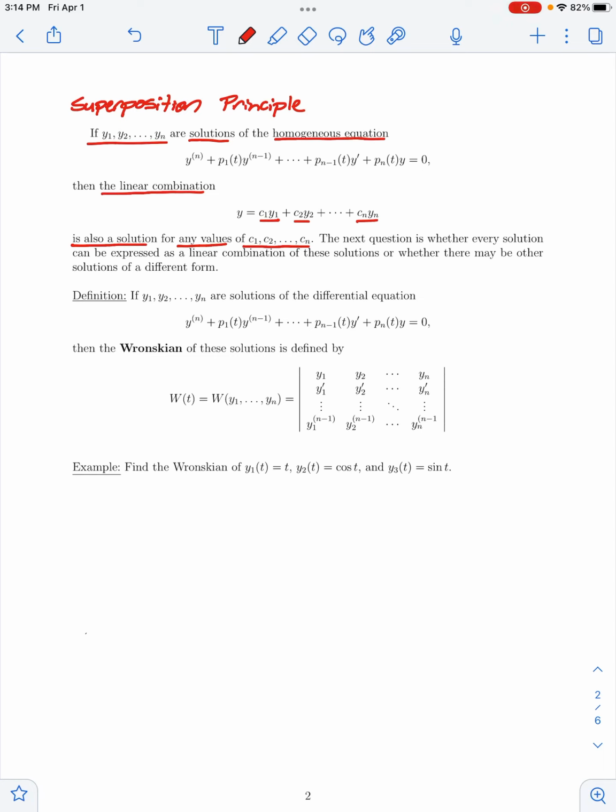So as with chapter 3, the next question becomes whether every solution could be expressed as a linear combination of these n solutions, or whether there may be other solutions of a different form. As with our second order linear equations in chapter 3, the answer to that question can be determined from the Wronskian of our set of solutions. So let's define what we mean by the Wronskian for a higher order equation.